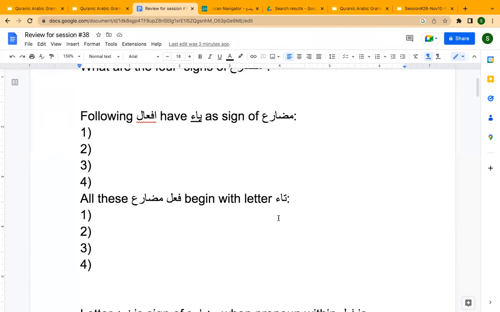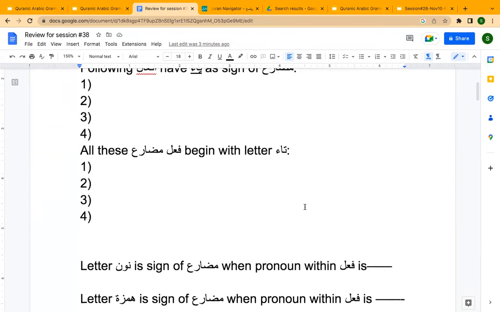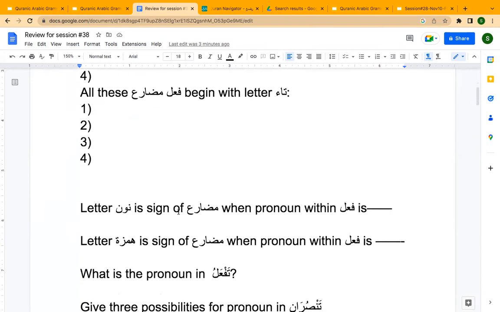Yeah, so after hiya huma, your whole entire second person is going to begin with letter Ta. Just to make things easy for yourself, you can just write: hiya, huma feminine, and then the entire second person is going to begin with letter Ta. Yes. Now, letter Noon is the sign of mudare when the pronoun within the fi'l is blank.